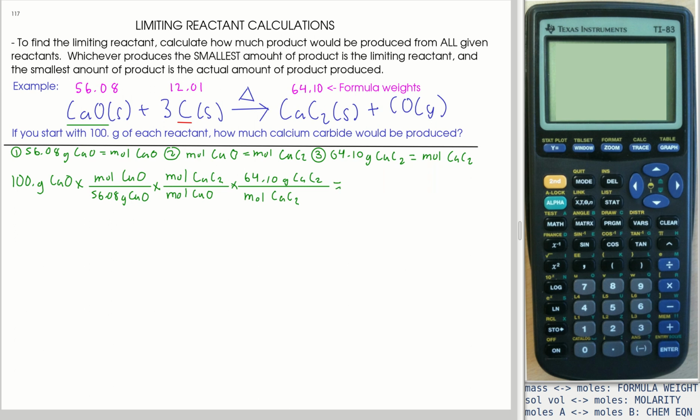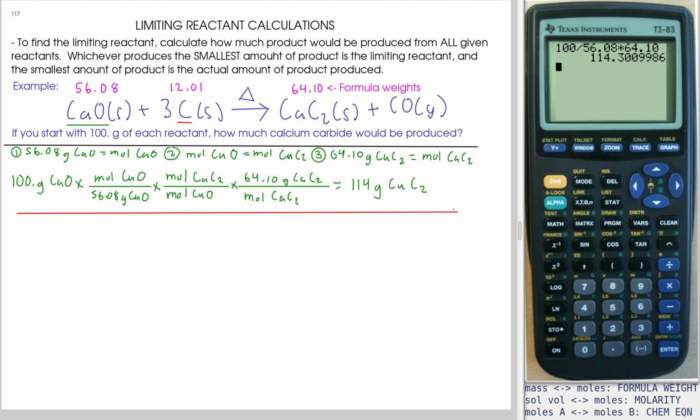So I will go to the calculator, type them in. 100 divided by 56.08. There's actually nothing to enter for the second step. Times 64.10, and that gives me 114 grams of calcium carbide. Now, the issue is we don't know if that's the answer. That is the amount of calcium carbide you would make if all the calcium oxide gets consumed.